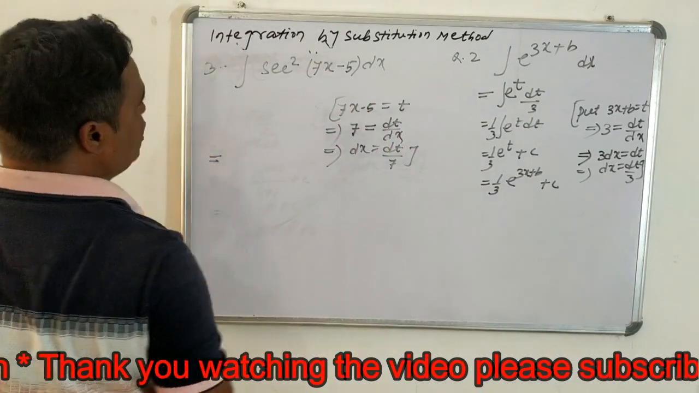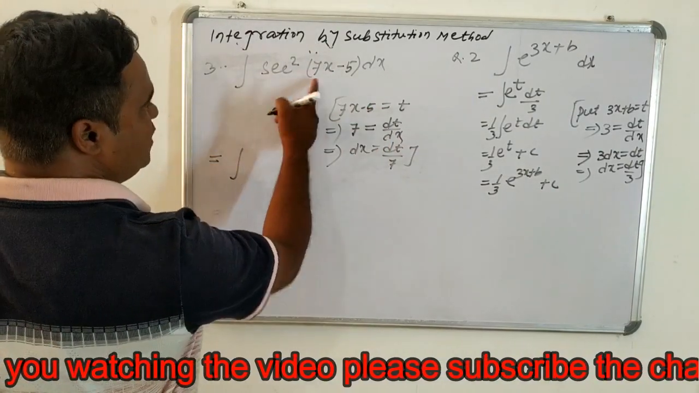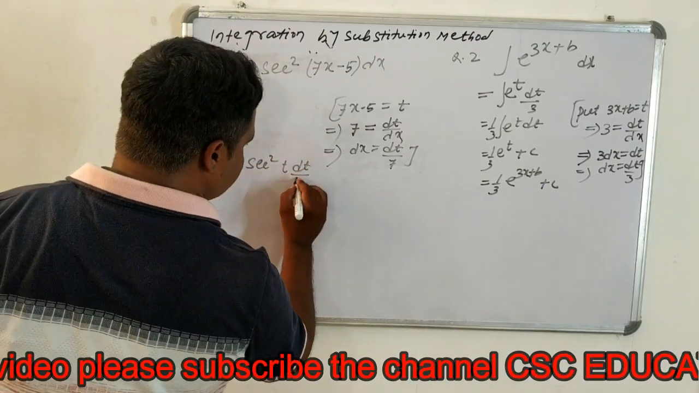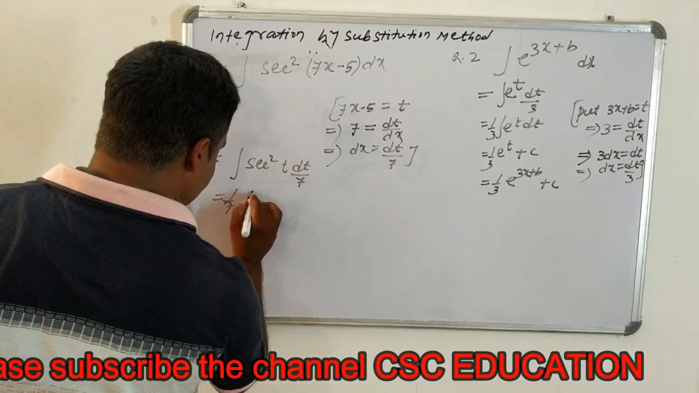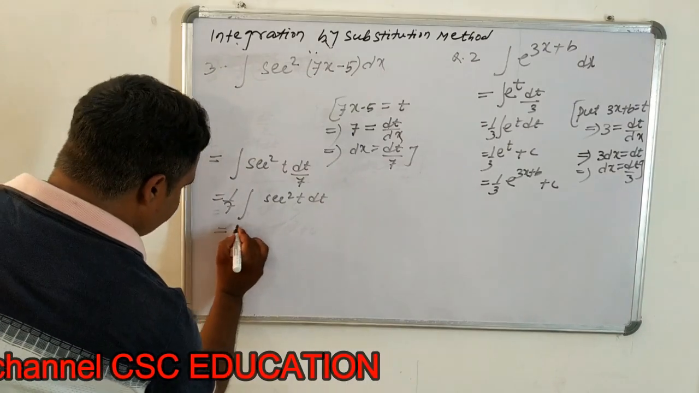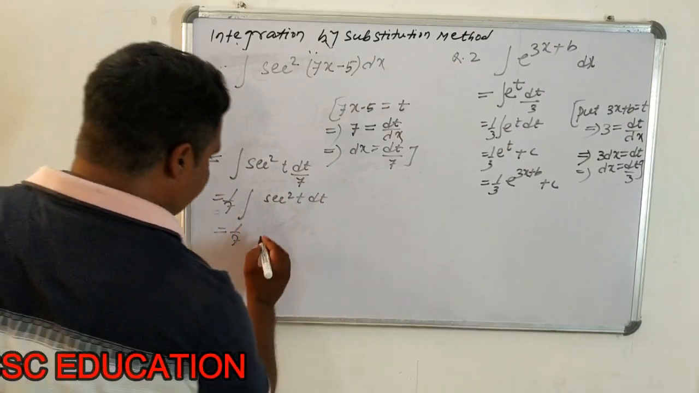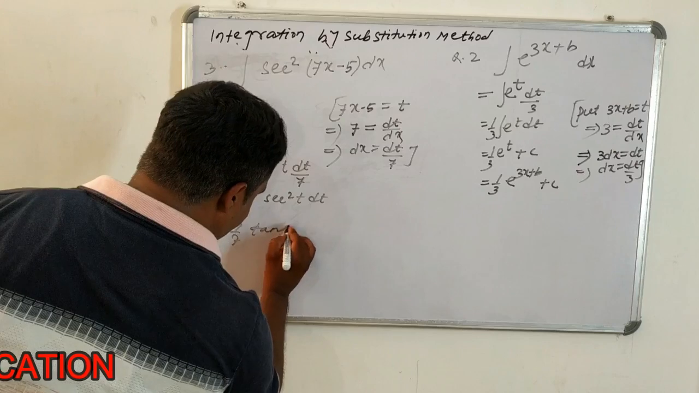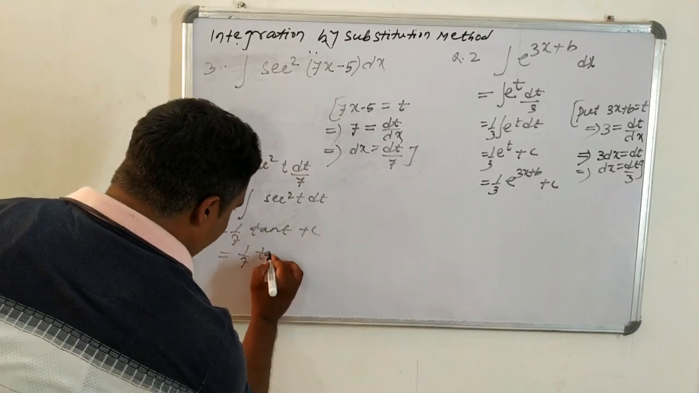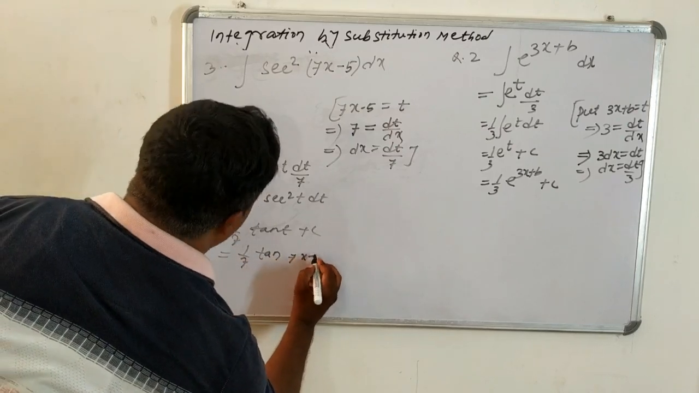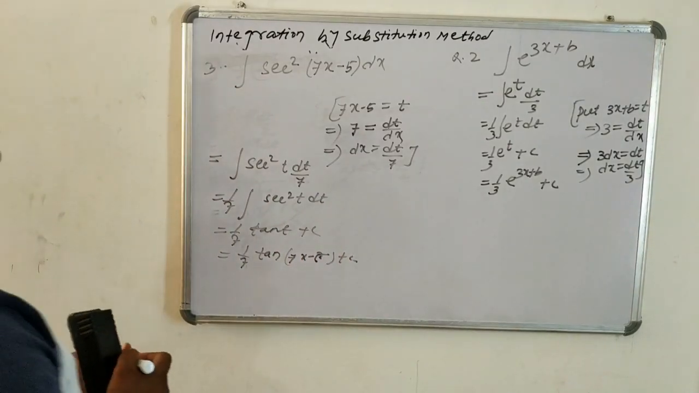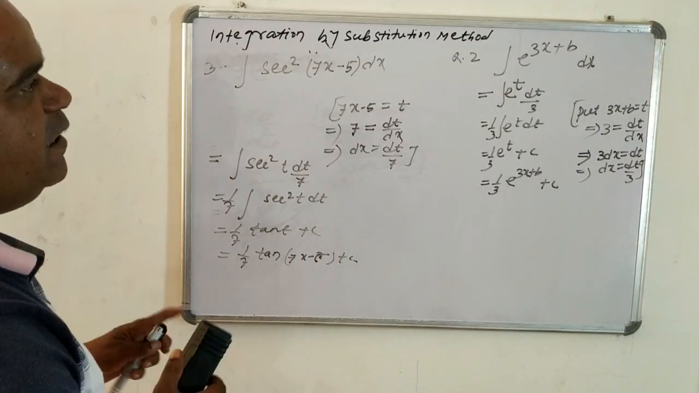So this equals the integration of sec square t dt by 7, so 1 by 7 times the integral of sec square t dt. Now this equals 1 by 7 times the integral of sec square, which is tan of t, plus c, equals 1 by 7 tan of 7x minus 5 plus c, your answer. In this way, the integration by substitution method is applied.